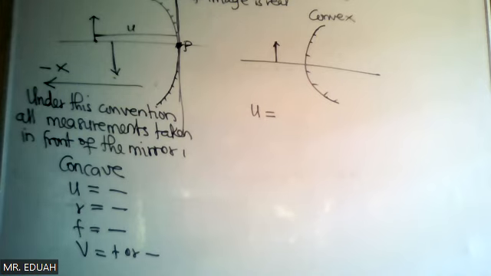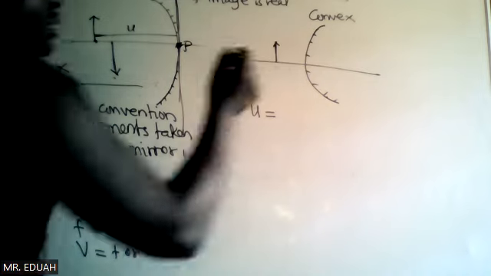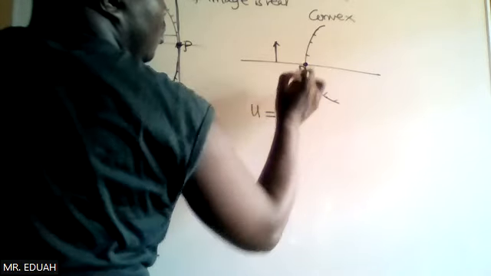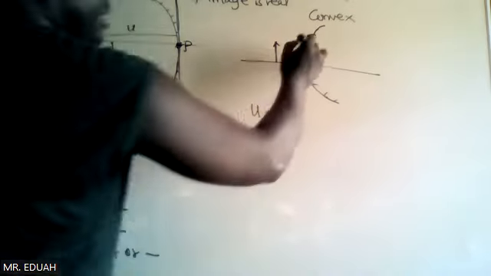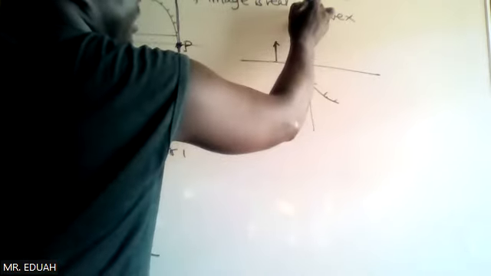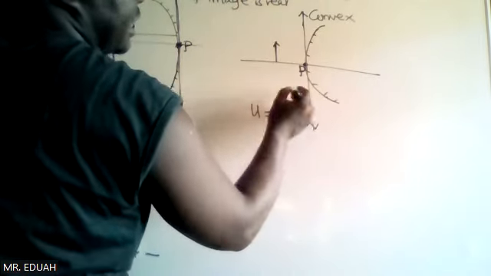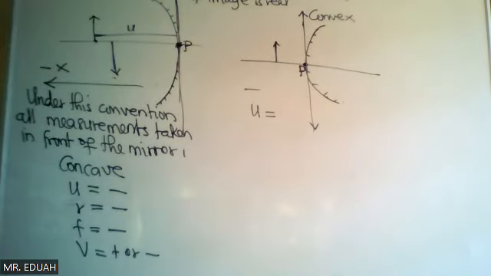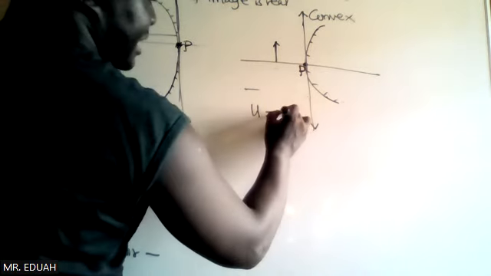I think it will be positive. P is the pole where we measure from. If you draw the vertical axis, this is anything in front, this is anything behind. So what will be U? Yeah, so U is negative.